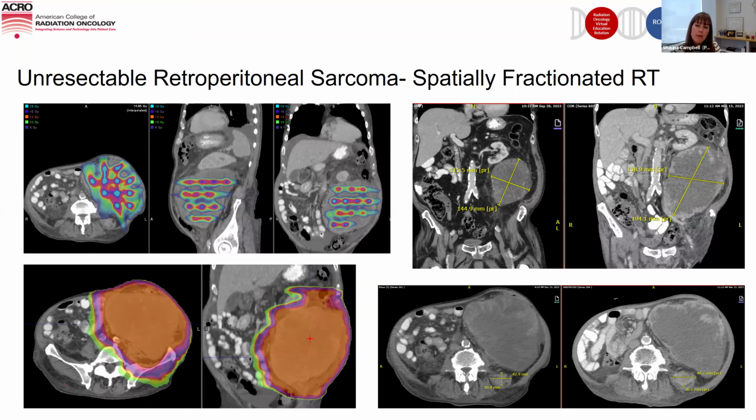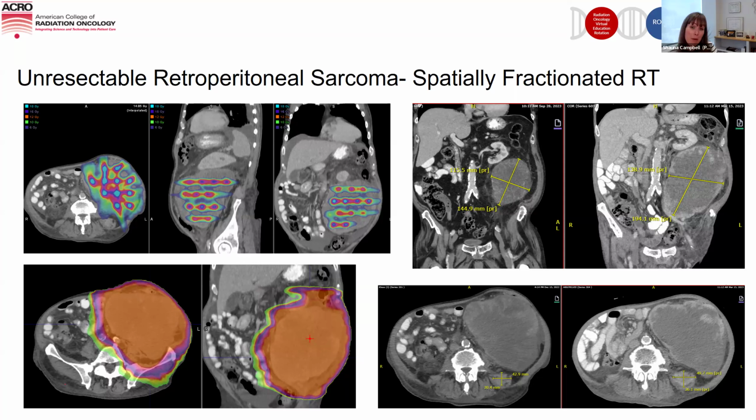Now, what was interesting about him is he did have a muscle deposit in the psoas. You can see here in the bottom right, there was another deposit. So when I first started doing spatially fractionated radiation, I was a little bit hesitant. Is it actually going to change anything? And this case made me a believer, because the images on the right here were my pre-radiation, and the images on the left are my post-radiation. Actually, the top one there, the right is pre and the left is post. And then the bottom is flipped.